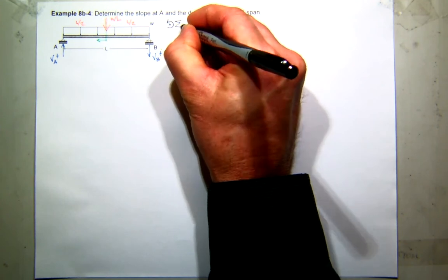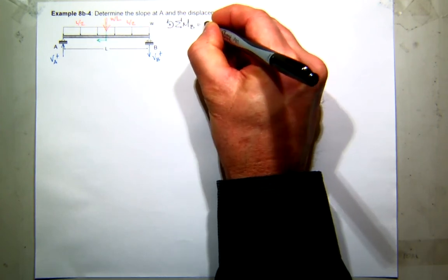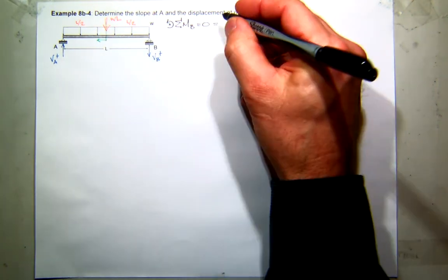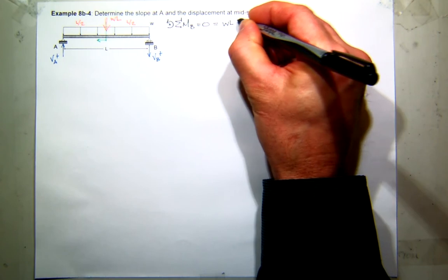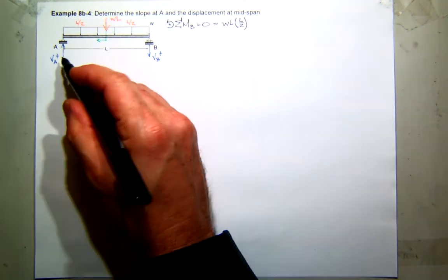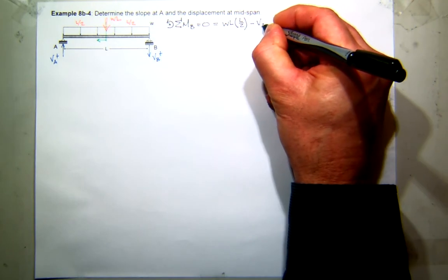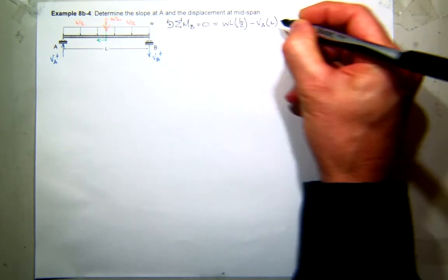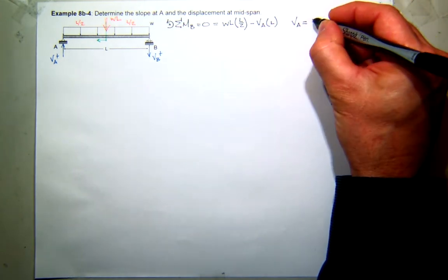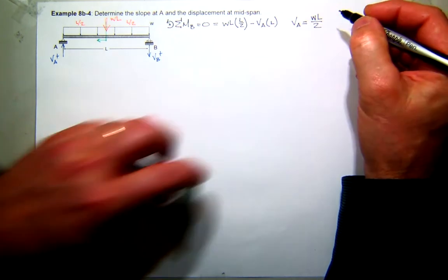So if we do some moments about B and make sure it's in equilibrium, this load creates positive moment. So the load is WL and the distance is L over 2. And then I have my shear at A, which creates negative moment, times the length of L. So you can see that the shear at A is going to be WL over 2.